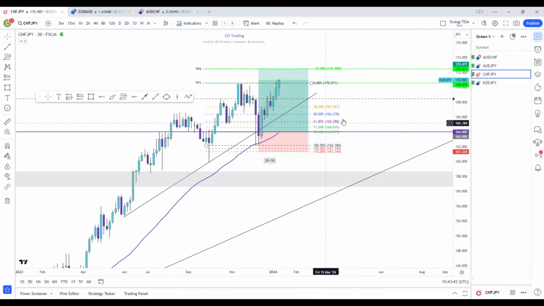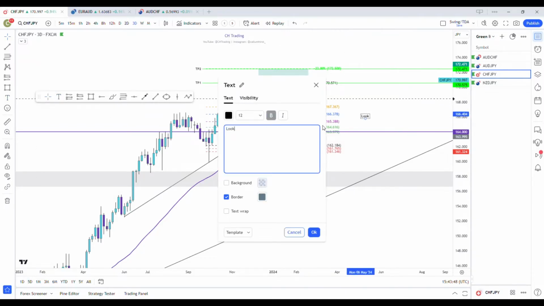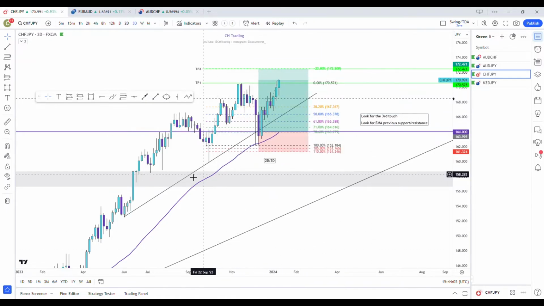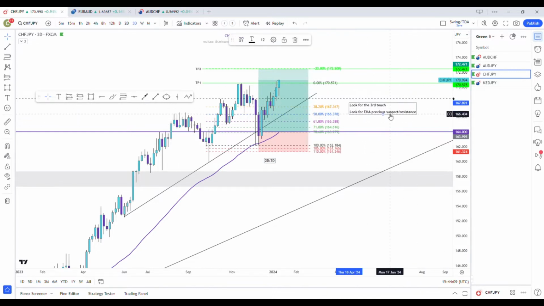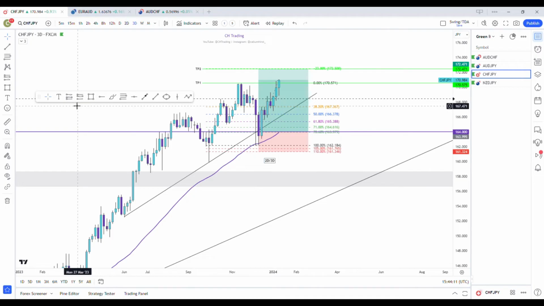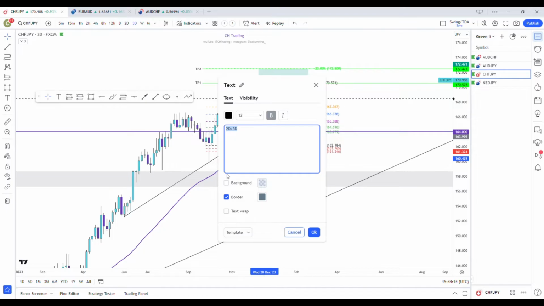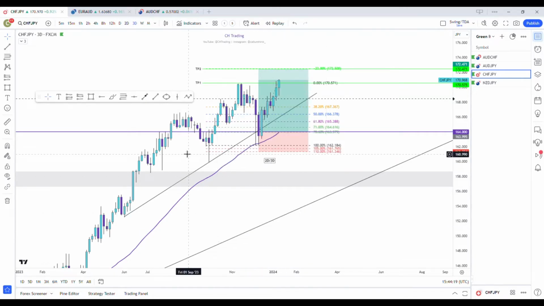But if you want to have notation on the side, something like look for the third touch, look for EMA, previous support and resistance, and just write yourself notes out like this. You can save them, so then every time you analyze a chart, you could probably load up the presets and just tick these off as a checklist. You don't have to. I'm just providing ways you could use this tool, but it's very useful to use the text on your chart to annotate yourself with notes.